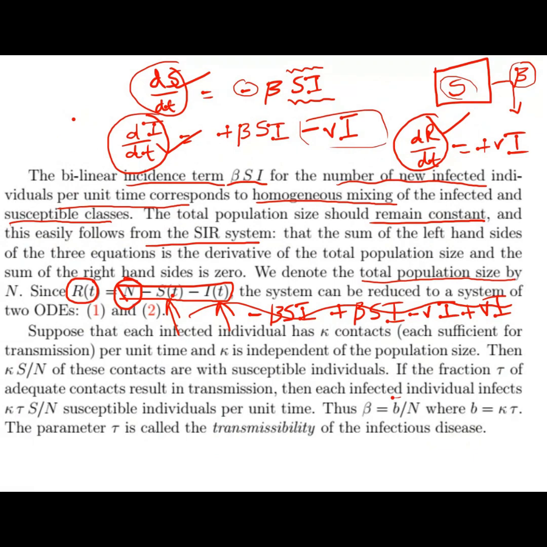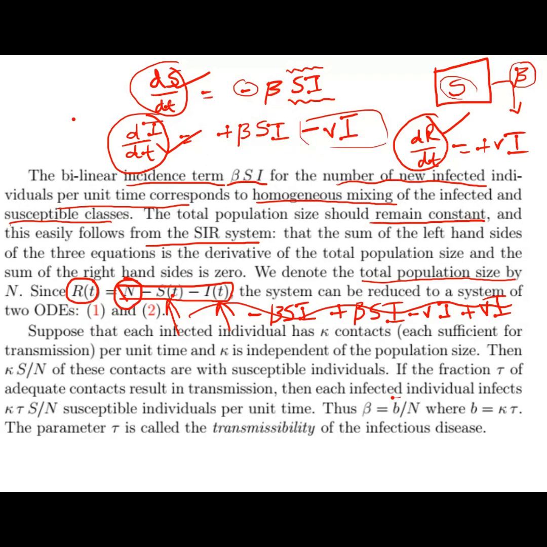It means that instead of writing R in our system, because R is made up of S and I, the system can be reduced to a system of two ODEs. The system can be reduced to ordinary equation number 1 and equation number 2, which is this one and that one I've got over here.